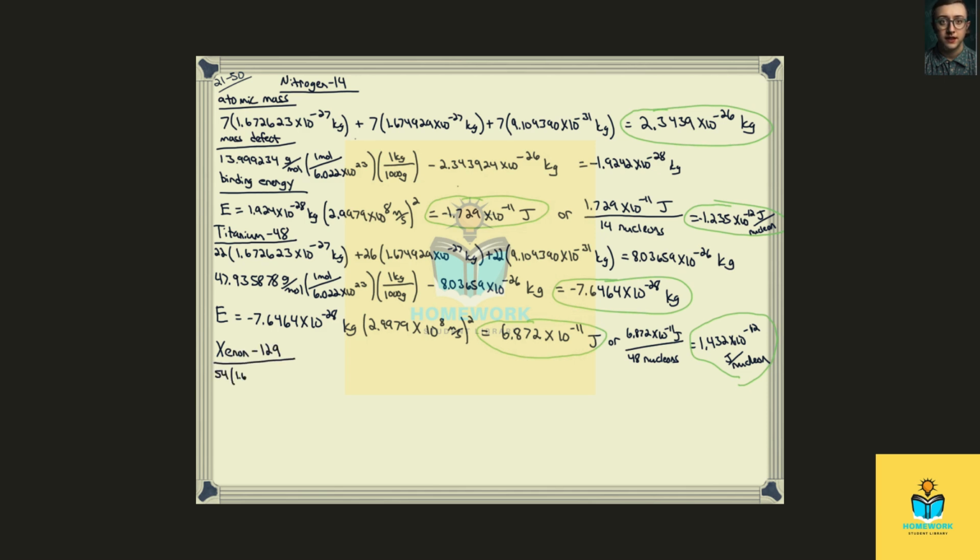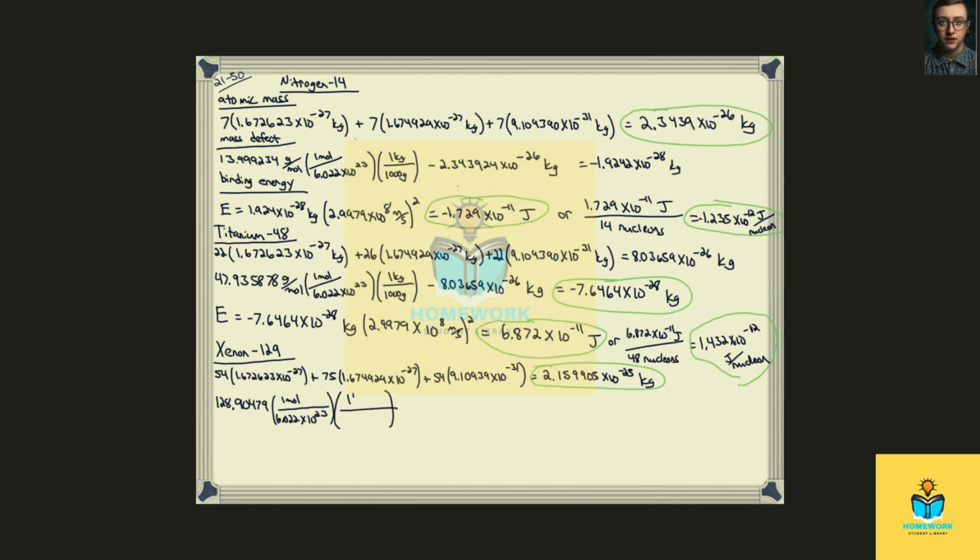The last one now is xenon-129. Xenon has 54 protons. So we'll first start again with the calculated mass, 54 times the mass of a proton, plus 129 minus 54, which gives us the number of neutrons, 75. So 75 times the mass of a single neutron, plus we also have 54 electrons, 54 times the mass of an electron. This gives us the summed mass from the mass of its parts of a xenon-129 nuclide.